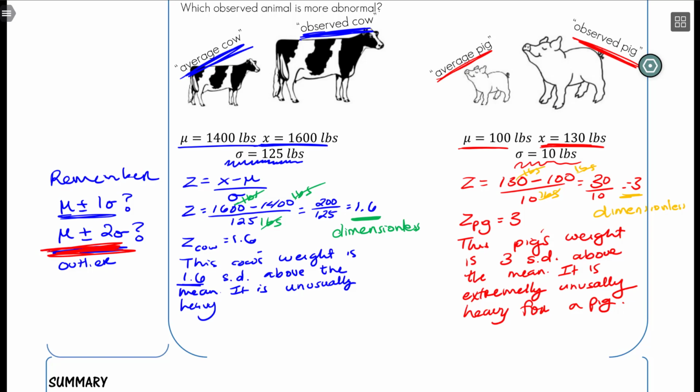We can say that since the z-score of the pig is greater than the z-score of the cow, it is more unusually heavy. And we would say the pig wins. It is the more abnormal animal because it has the larger z-score. It is further away from the mean than the cow would be. This is an extremely powerful tool that we're going to use a whole bunch, and you'll see more examples in class. So that's it.